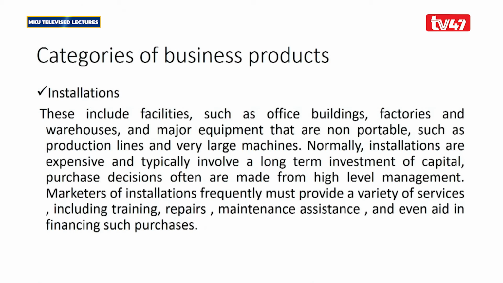There are also the categories of business product, and you find that business products have been categorized into 7 categories. And number 1 is the installations. Installations just include the facilities, the office buildings, the factories, and also the warehouses, and also the major equipment that is not portable in an institution, and they are there to enhance the production of a given organization or institution. And you find that marketers tend to market even for installations.